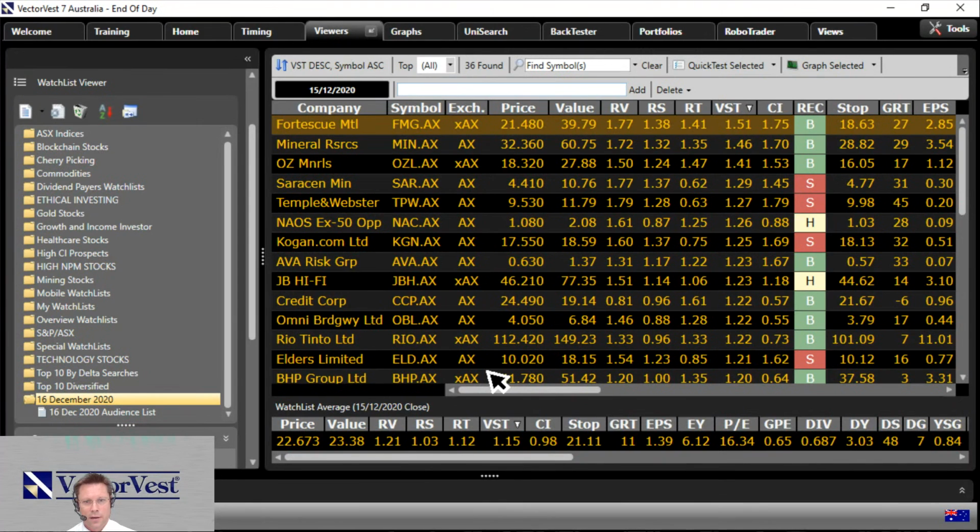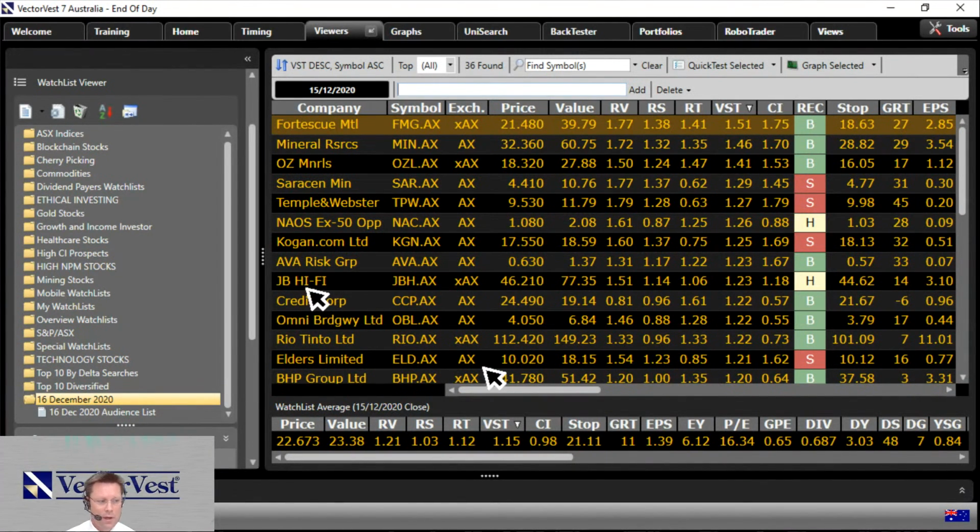It's kind of like driving a car. I don't need to understand internal combustion engines, pistons, spark plugs, cylinders, gearboxes and gear ratios. All I need to know is how to drive it. How do I drive a car? How do I make money? That's what I want to know here. How do I make money using the power of VectorVest with this list?